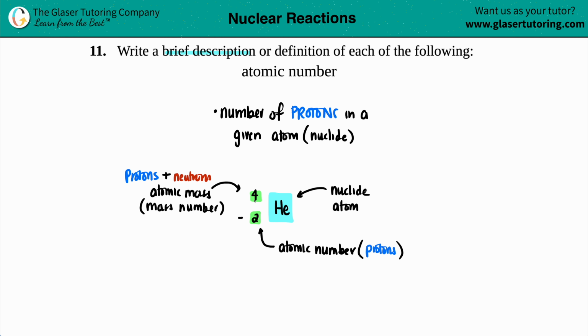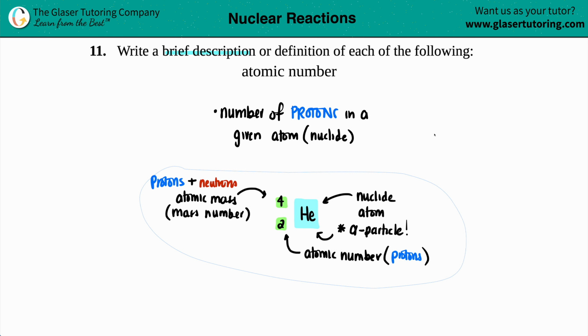Can you tell me what other name is given to a helium that has 4 for its atomic mass and a 2 for its atomic number? This is specifically an alpha particle. But that's extra information for this question. The only thing that you really have to worry about is just know that atomic number is the number of protons. And that's it. That's all I got for you guys.